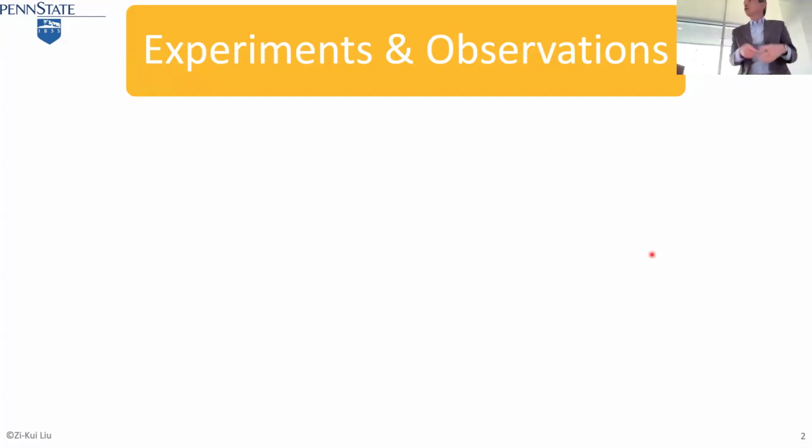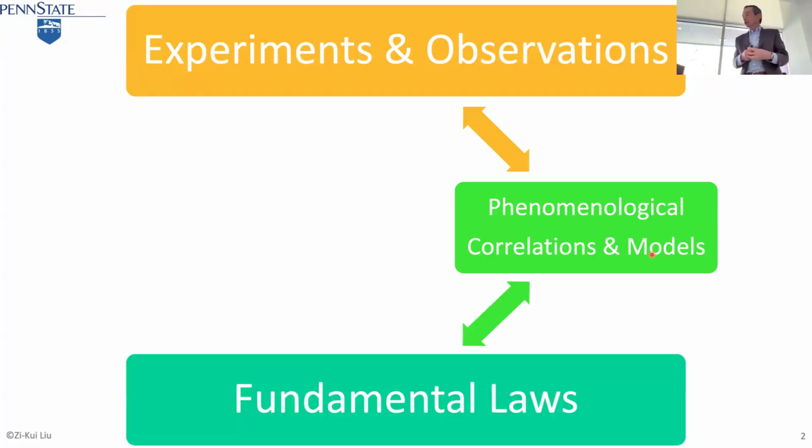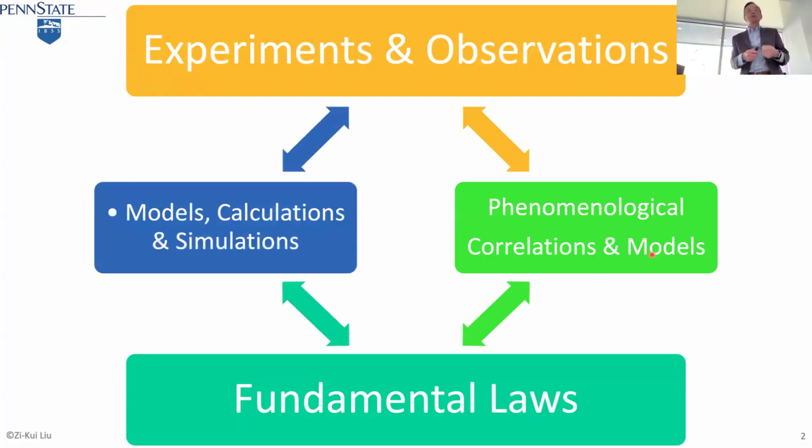So, when you experiment with observations and you develop phenomenological laws, trying to understand what it is, then you have models. Okay. After a while, you get fundamental laws. And once you get fundamental laws, you get new models, you do some calculation and simulation, then try to reproduce experiments. That's probably the major thing you want to do in all science work, right? Okay.